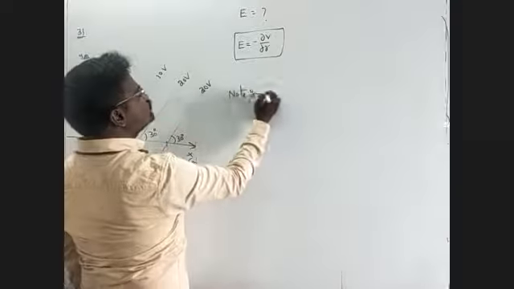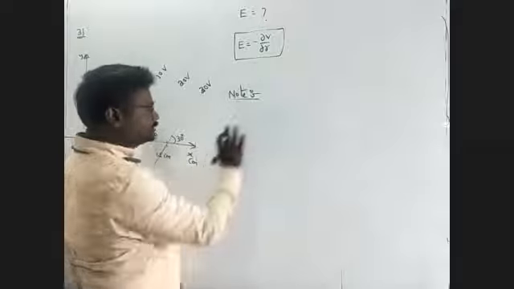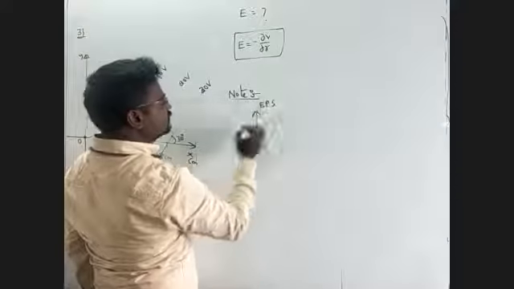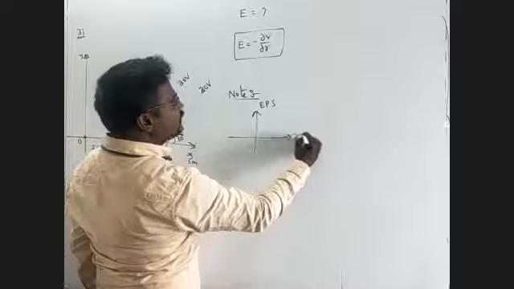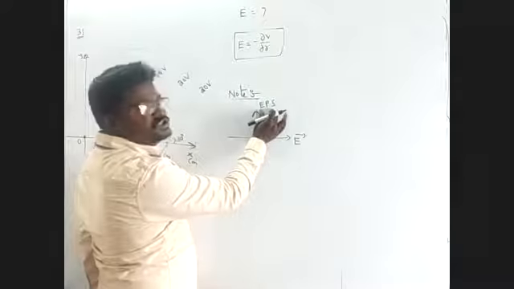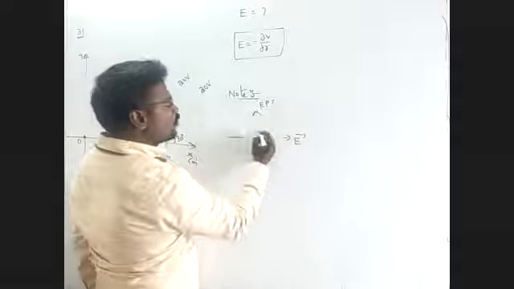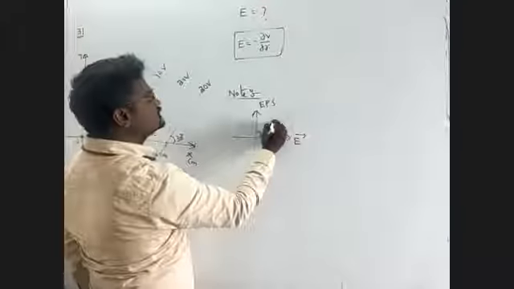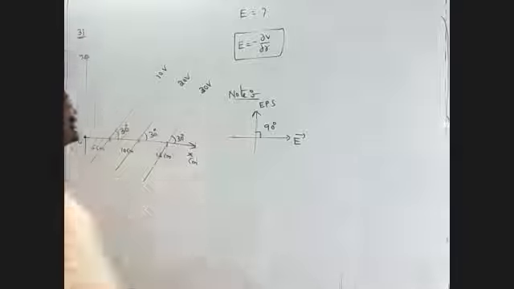Come to the node point. What is the node point? Here, this is the EPS line. This is E bar, the direction of electric field. This is the equipotential surface. The angle between E bar and EPS is 90 degrees.